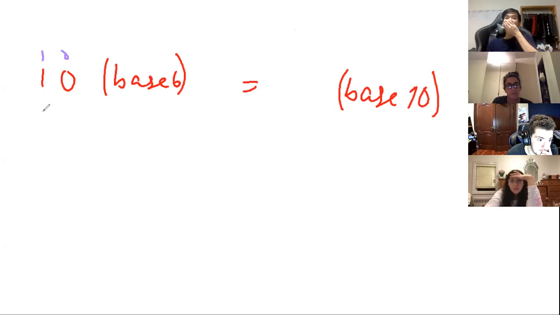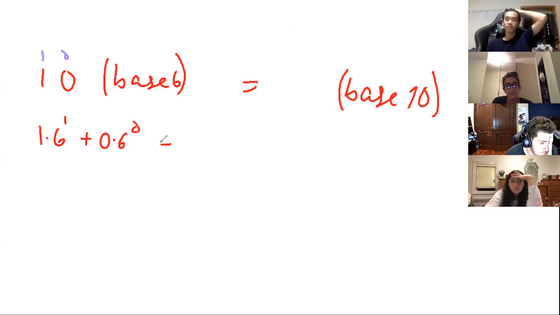Do you see what it is? This means that I have 1 times 6 to the 1 plus 0 times 6 to the 0, which if I convert it to base 10, that simply is 6. Make sense? Very simple, right? So that's just a quick introduction to what base is.